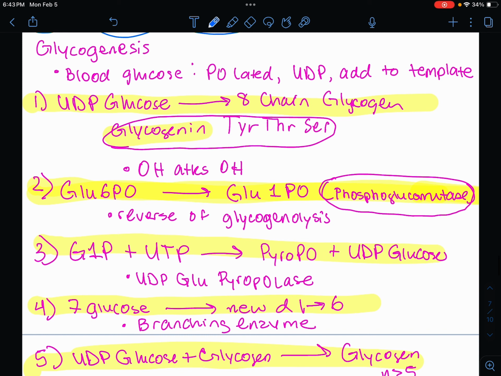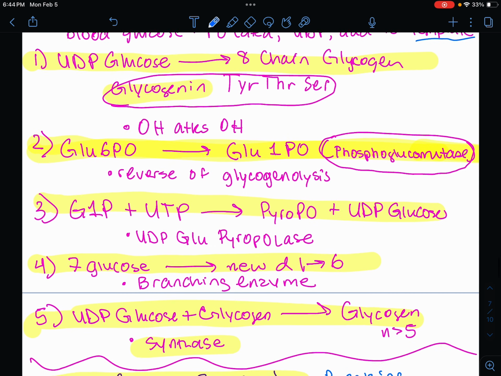All right, let's talk about glycogenesis. Okay, so now we are going to be making glycogen. So the blood glucose must be phosphorylated. It also has to be labeled with this UDP, and that U right there, that is uracil. That's where that UDP is. So we're going to then add it to a template glycogen. That's another important part. In order to use the blood glucose, you need it phosphorylated, you need UDP, and you also need a template glycogen.